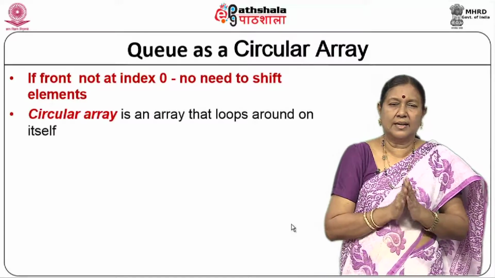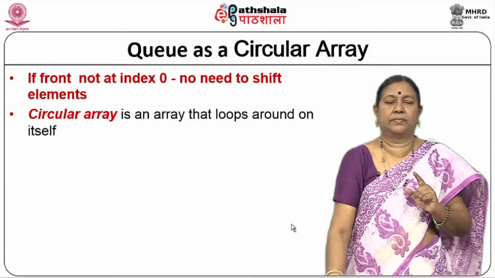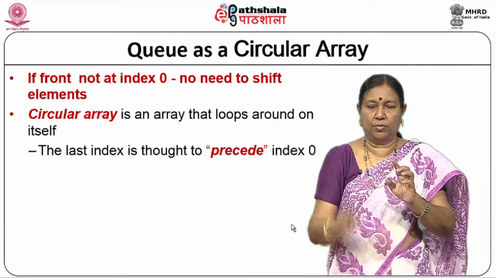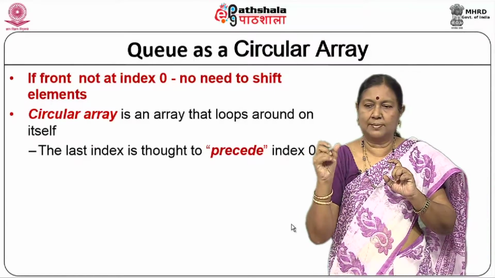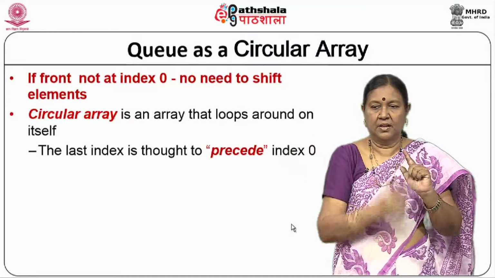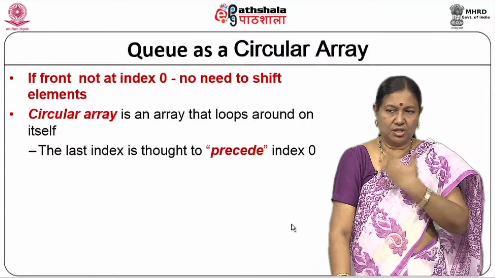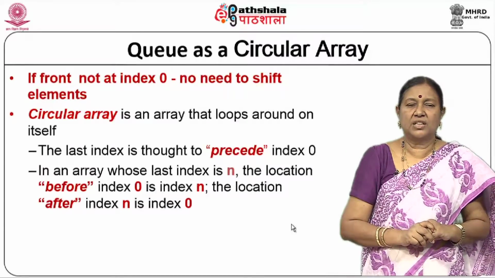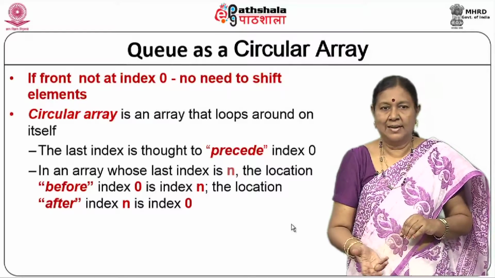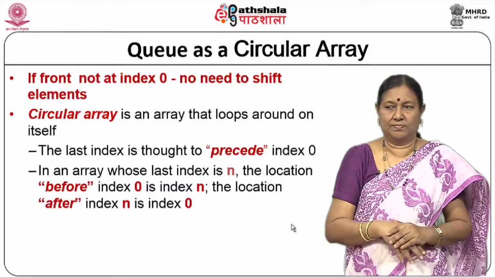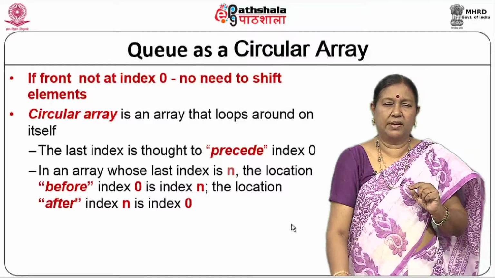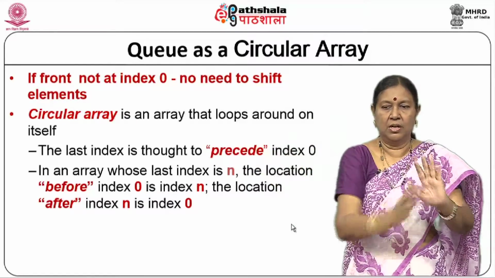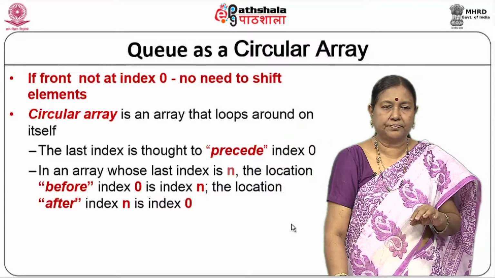So, a circular array is an array that loops around on itself. Okay. So, the last index is thought to precede index 0. Index max minus 1 will precede 0, so it does not stop at that point. So, in an array whose last index is n, the location before index 0 is index n and the location after index n is index 0. Okay. So, before index 0 you have index n, after index n you have index 0. So, that is how we do the wraparound.